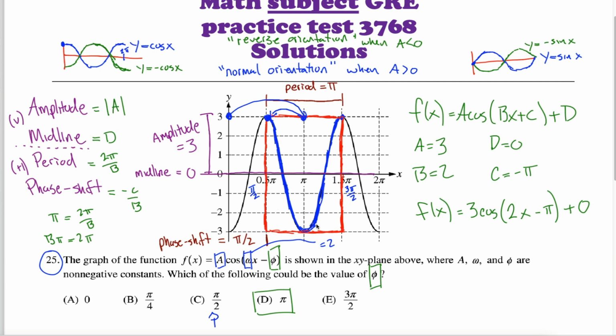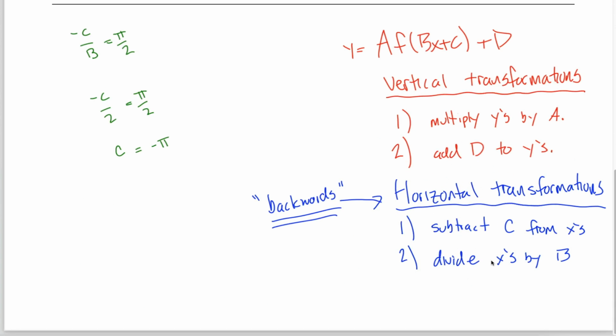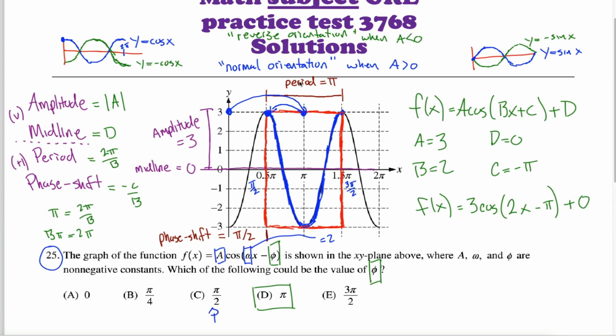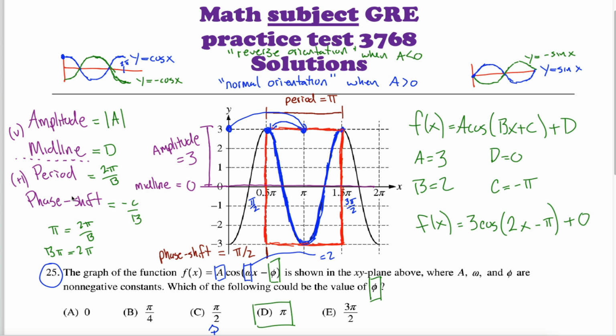Anyways, the point of all that is, yeah, you can get around this without considering amplitude, midline, period, and phase shift, but I think the gymnastics that you have to do considering all these different transformations is harder than just doing it this way. One final comment, then I'll end this video. This is not the only equation that represents this graph.